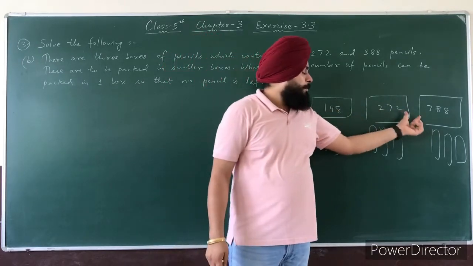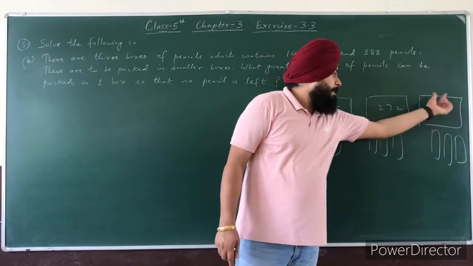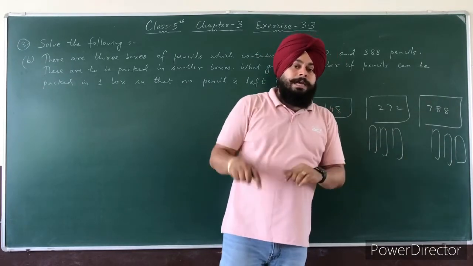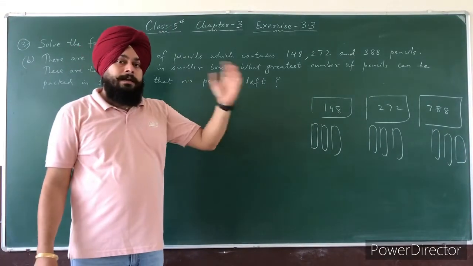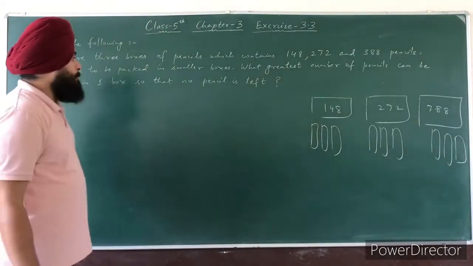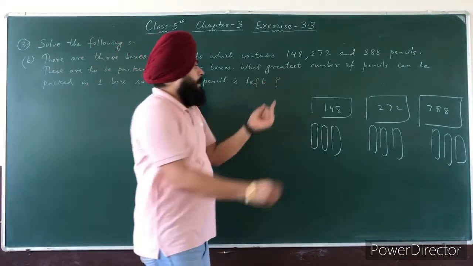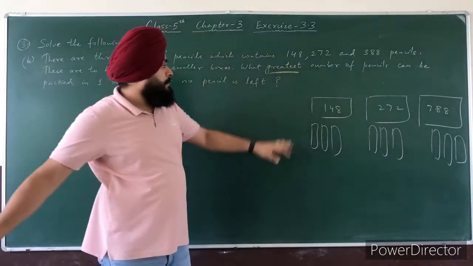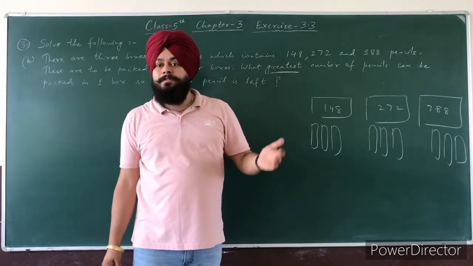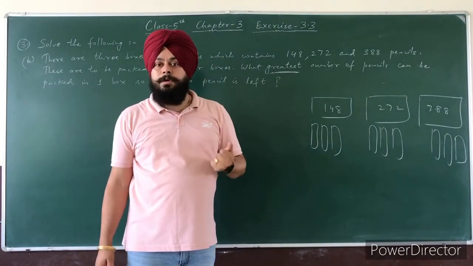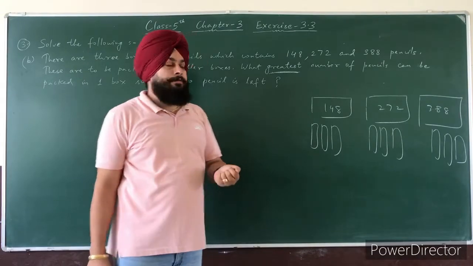This 272 packed in smaller boxes, this 388 packed in smaller boxes, so that no pencil should be left. So we have to find what. So you can see here what greatest number. So it is clear from this word greatest. Greatest means we have to find the highest common factor. We have to find the HCF.